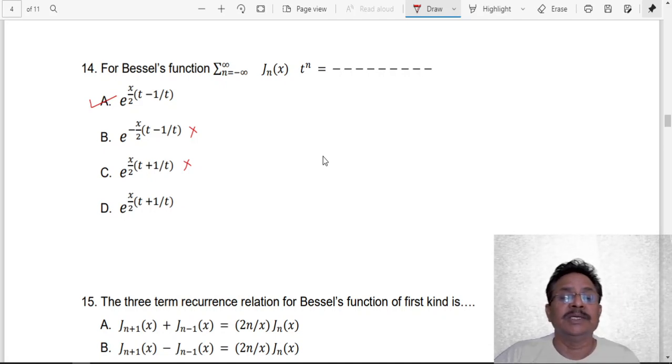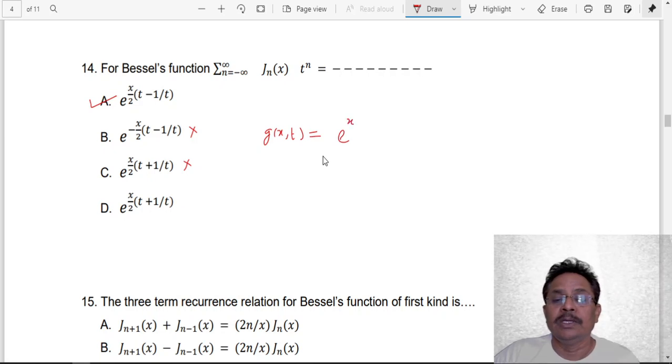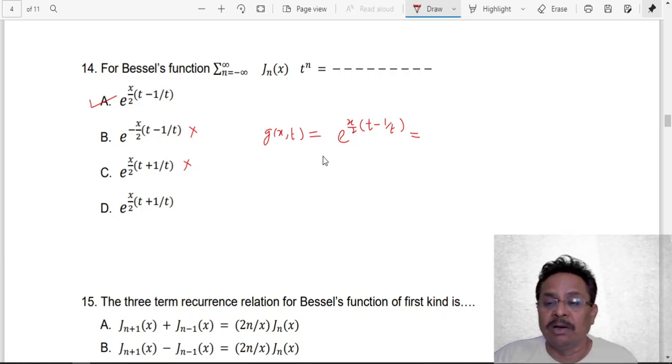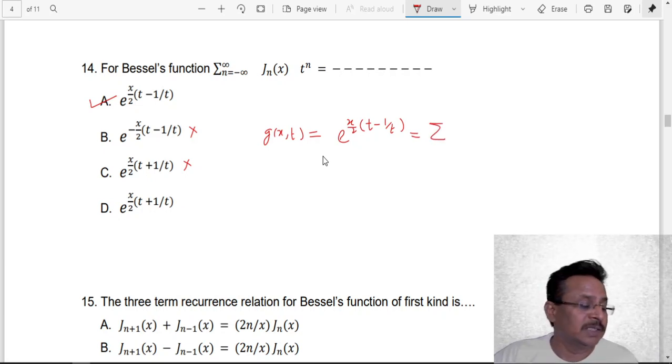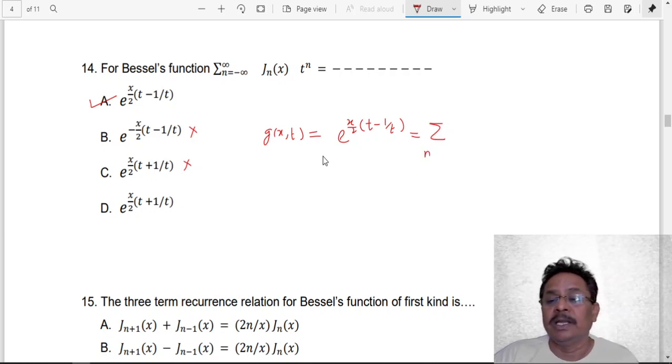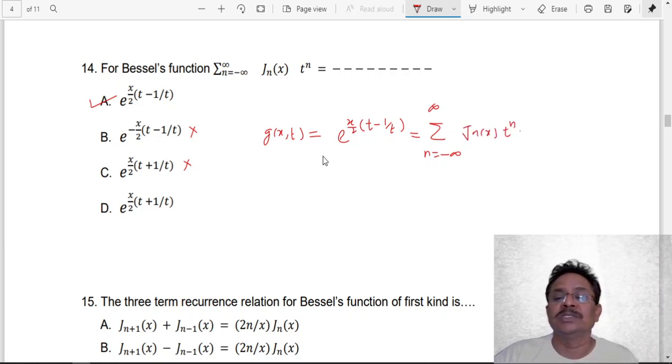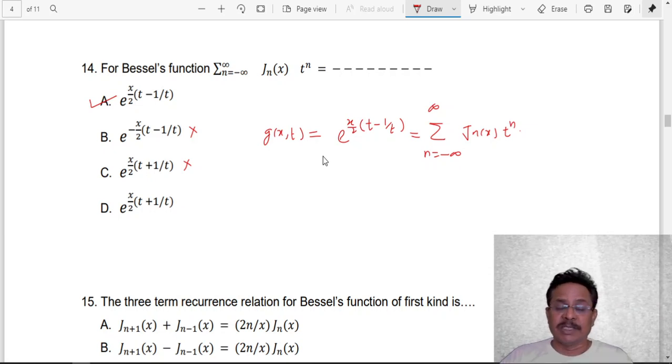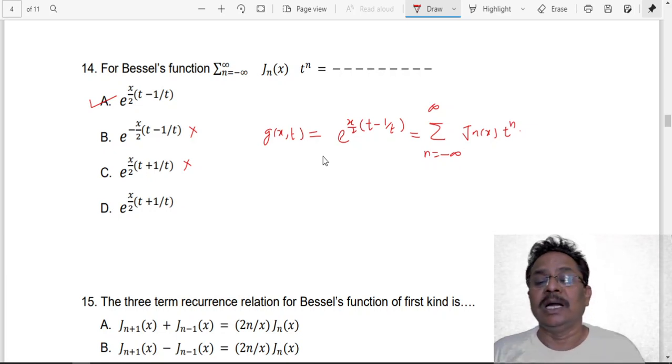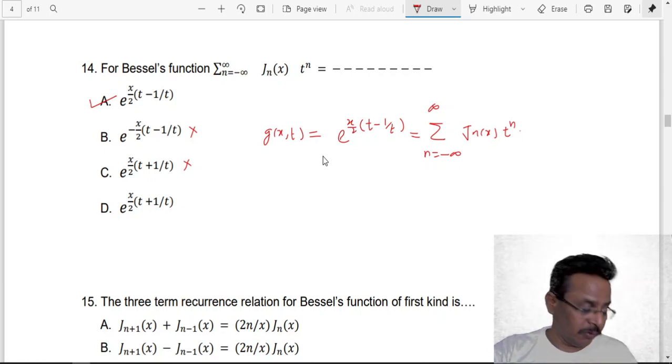So this is the answer of question number 14, and we know that this g of x, we have already written this several times, g of x is equal to e raised to x upon 2 into t minus 1 upon t. Expanding this particular exponential series around t equal to 0, what we get is the Bessel function, sum over n equal to minus infinity to plus infinity, Jn of x into t raised to n. So this is the definition of getting the Bessel function from the generating function, and according to that, this is the correct option for question number 14.